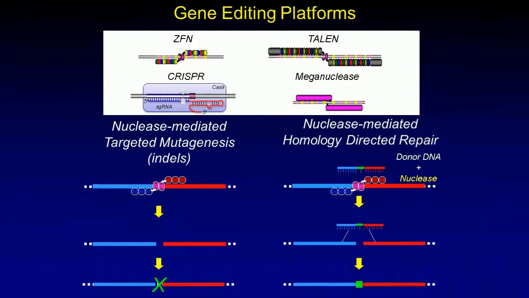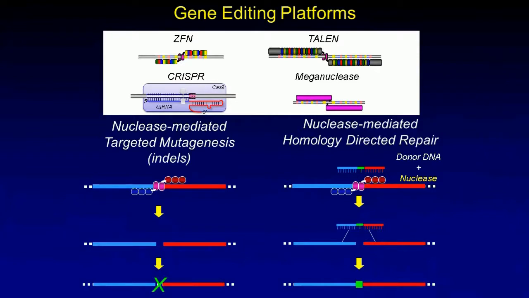And no matter which of these platforms you use, the types of things that you can do with these tools is to make targeted double-strand breaks. And the targeted double-strand breaks can be processed in a couple of different ways. On the left side, I'm showing a nuclease-mediated targeted mutagenesis approach, which basically just needs the nuclease. Once the nuclease makes a targeted double-strand break, the cells will frequently repair that break with an error-prone process called non-homologous end joining, resulting at some frequency in mutations at the break point.